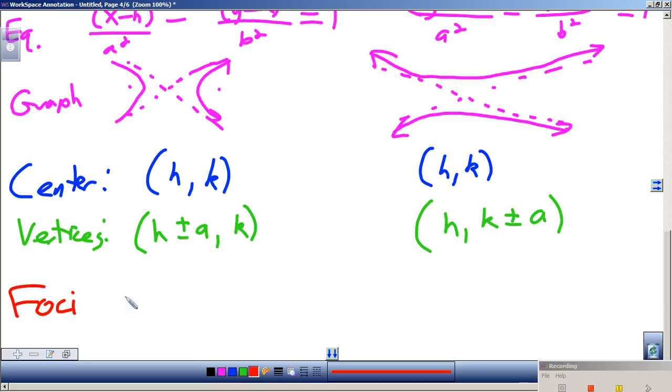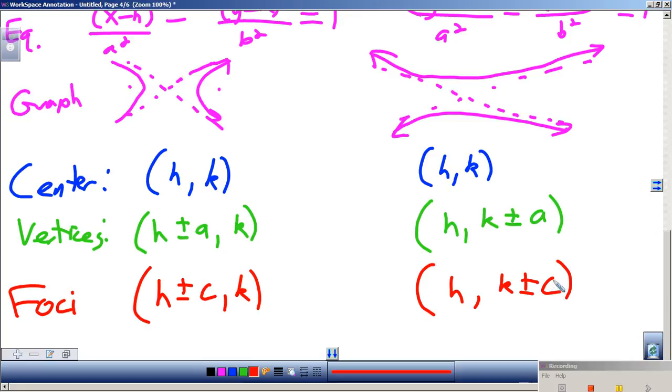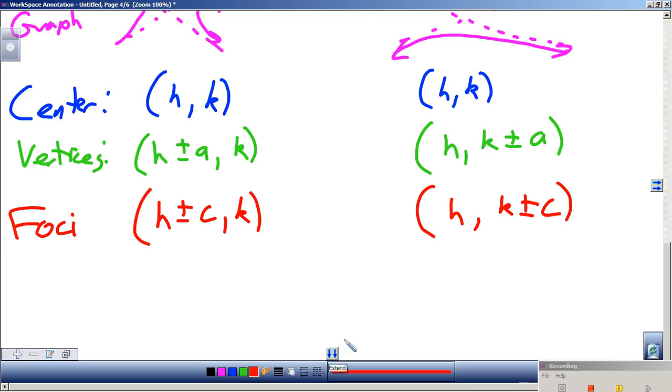So we're talking about foci. What do you think it is? h plus or minus c. Yes, good. And the y? Okay. So h comma k plus or minus c. That was b for the asymptote. So b will come into play when we talk about the asymptote. So that's one of the things we're going to add to this list that is not on any of the previous lists, is asymptote.